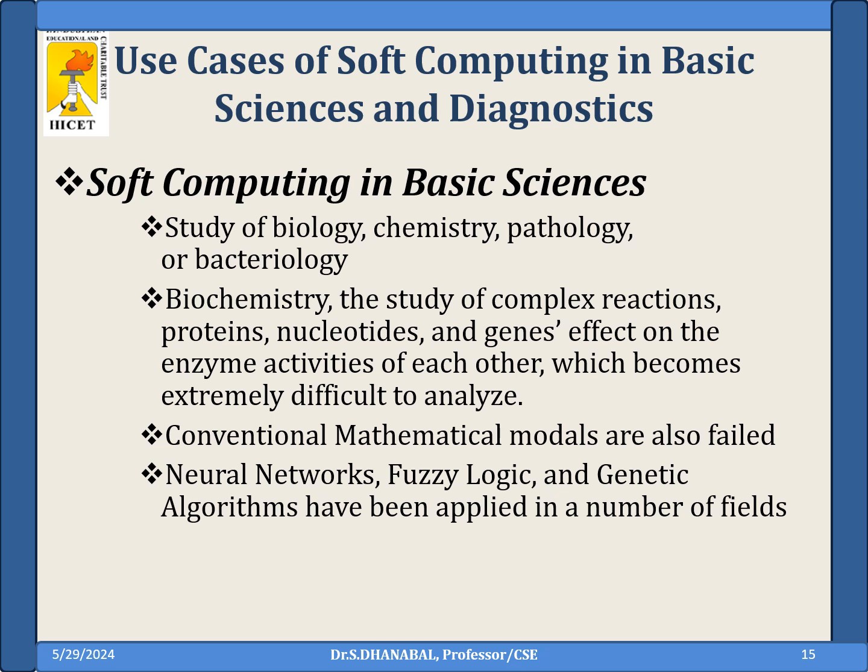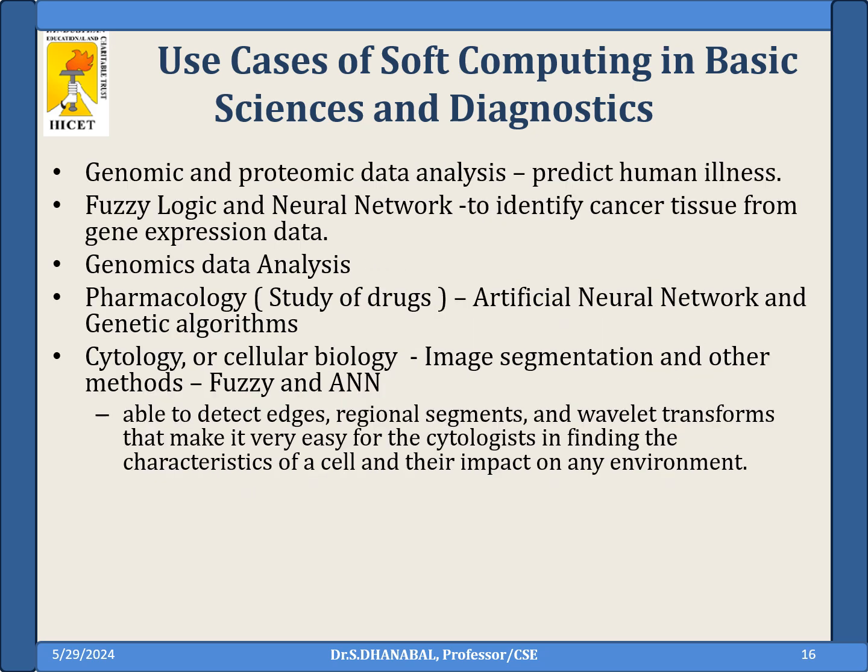In the case of basic science, it is used to study biology, chemistry, pathology or bacteriology. In the case of biochemistry, it is used to study the complex reactions, proteins, nucleotides and genes' effect on the enzyme activities of each other, which becomes extremely difficult to analyze. Conventional mathematical models also fail in the case of basic sciences. So we are moving on to soft computing models, where neural networks, fuzzy logic, and genetic algorithms have been applied in a number of fields of sciences.